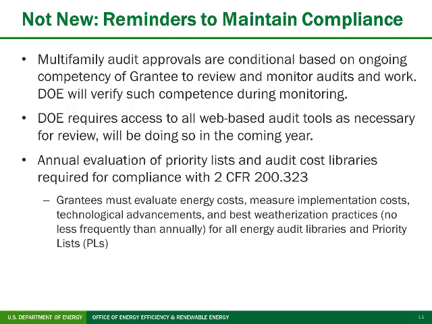2 CFR 200 requires that contract costs be evaluated each contract cycle. What that means is that at least annually, the grantee needs to evaluate the costs used in priority list and audit cost libraries. They'll need to verify that the fuel costs have not risen or dropped significantly, that the measure implementation costs are still reasonable and are accurate for what is being installed.